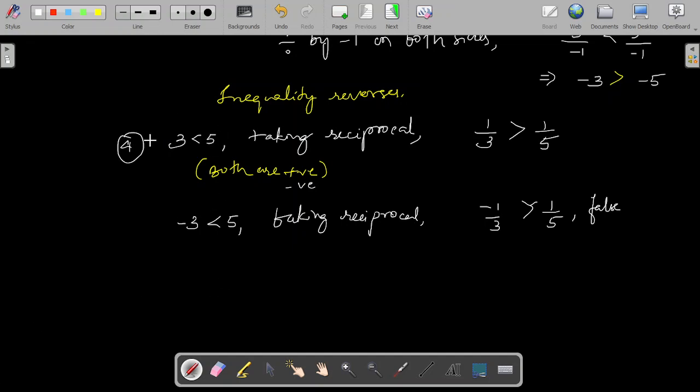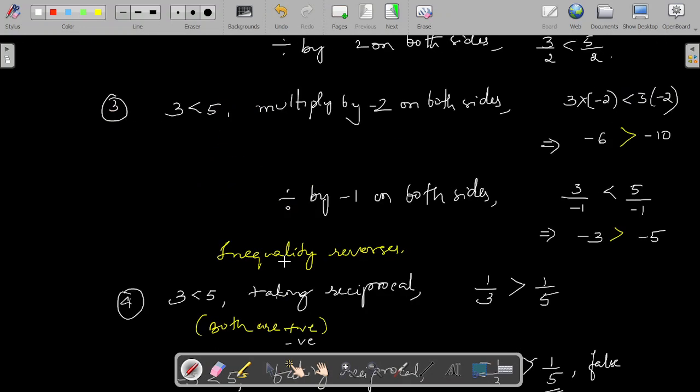3 is less than 5, this we know. 1 by 3 is greater than 1 by 5. You know that as the denominator increases, the value decreases. So definitely 1 by 3 should be bigger than 1 by 5. The main condition is that both should be of the same sign. Because if you take one negative, one positive, minus 3 is less than 5. This is true. If you take the reciprocal, minus 1 by 3 is greater than 1 by 5. This is not true. This is false. So the condition is either both are positive or both are negative.